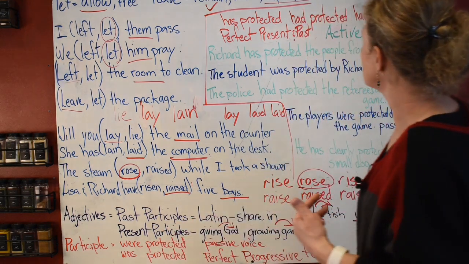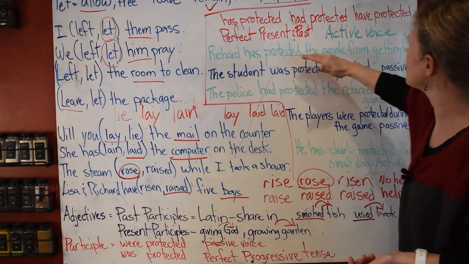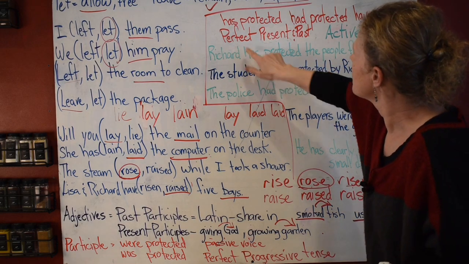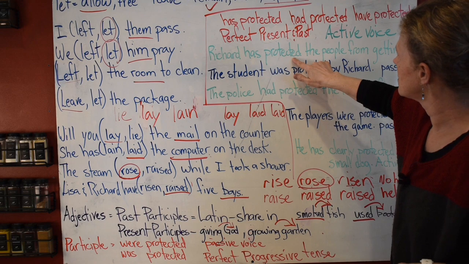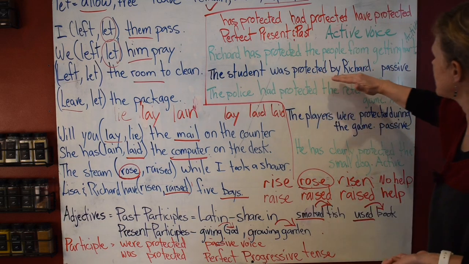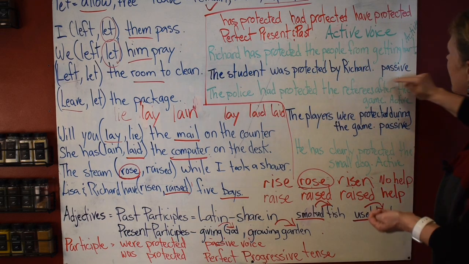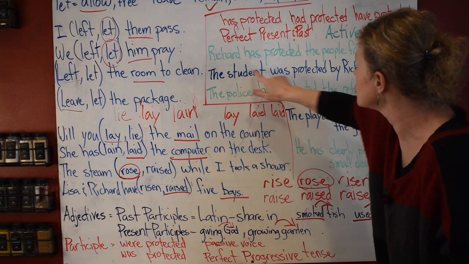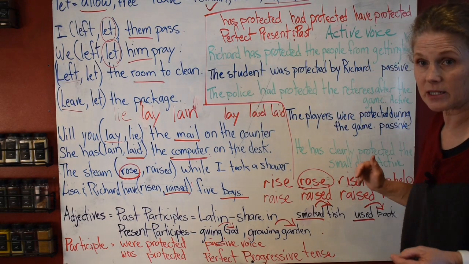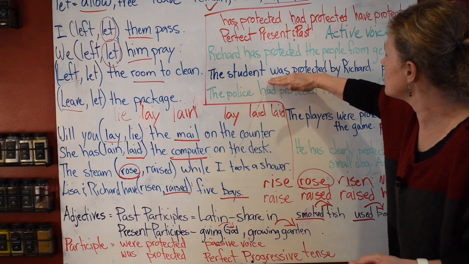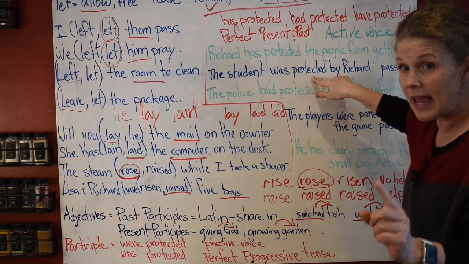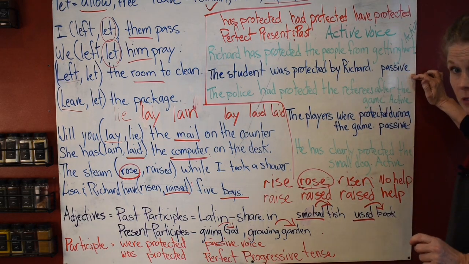Okay? So now let's look at this. Richard has protected the people from getting hurt. Look, active voice, this puts us in the perfect present tense. So it's active voice. The student was protected by Richard. Look, passive voice because the student is not doing the protecting. The student is receiving the protecting.